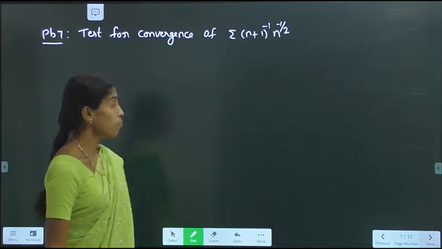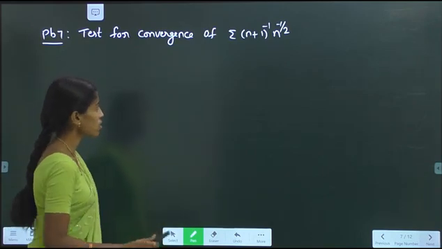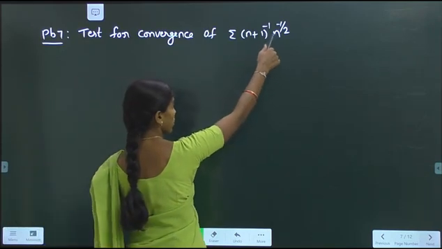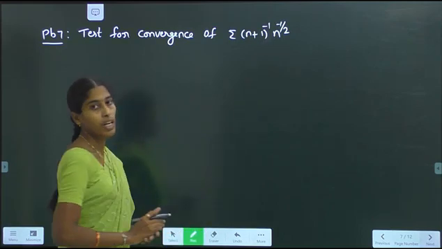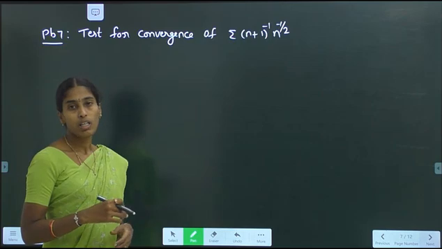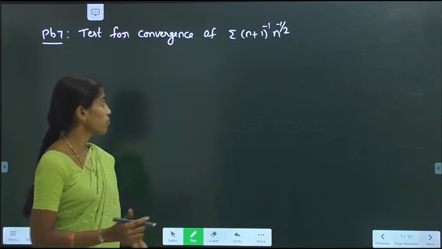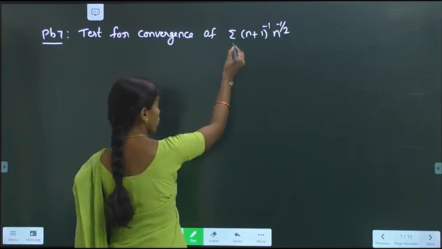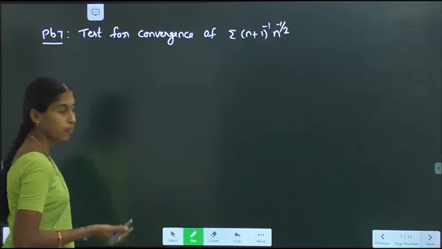Now is the next sum. Test for convergence of sigma (n plus 1) whole inverse, n power minus half. Here the limits for n are not given, so by default we have to take n equal to 1 to infinity, right?